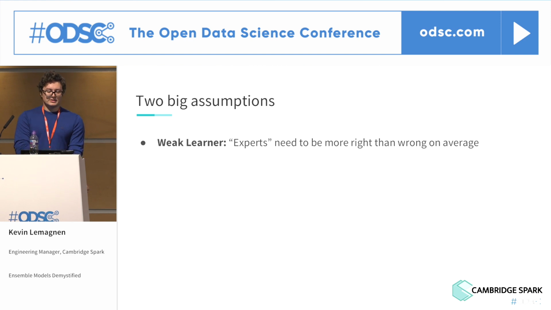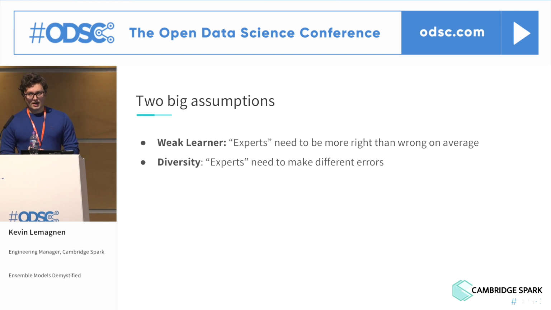So this works only if we are following two big assumptions. The first one is your weak learner, your expert, your doctor, needs to be more right than wrong on average to be able to combine their diagnostics. They need to be not completely misleading.